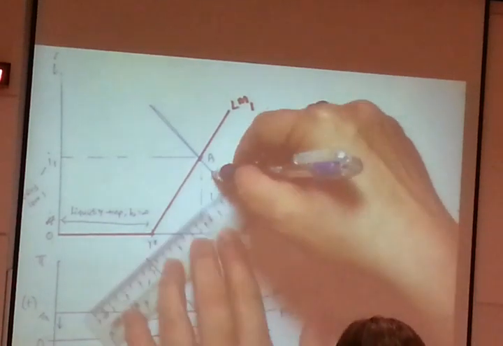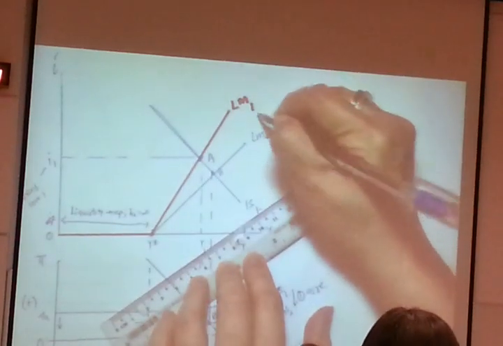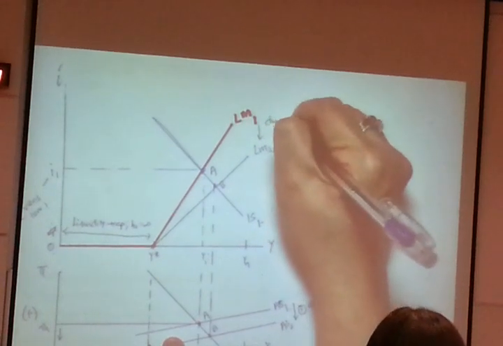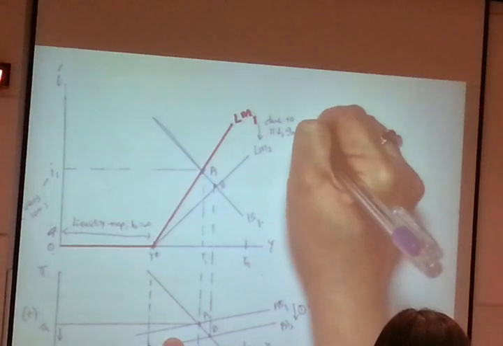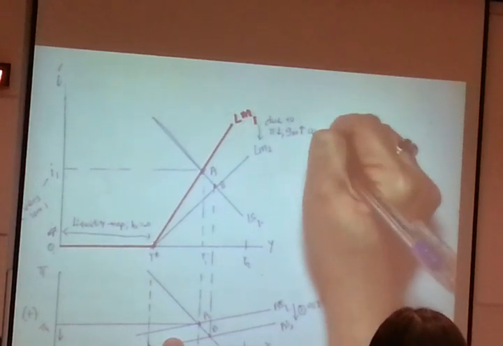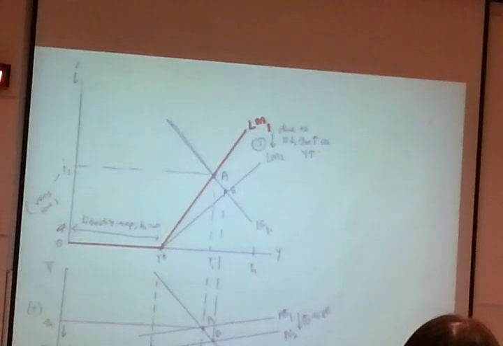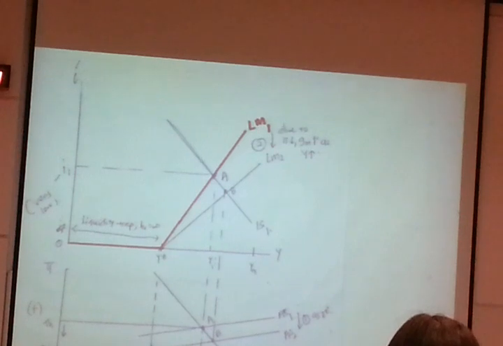So this is what you wanted. Your LM shifts down, right? This is due to pi dropping, and money grows faster as output increases. So this is what we learned in yesterday's lecture.